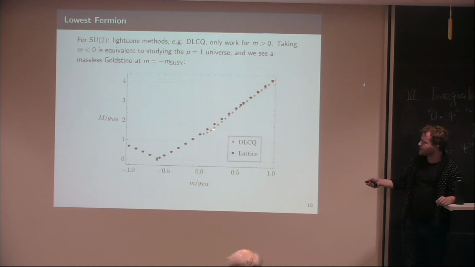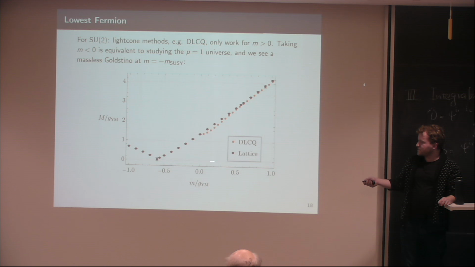And so from before, from what I told you 2 years ago, we had these points in orange that give you the DLCQ mass of the lowest fermion state as a function of the mass of the adjoint. Now with the Hamiltonian lattice, we can extend that to negative mass, which corresponds to going to the non-trivial universe. And we can see that there's a nice zero crossing right here at minus 0.56 or so, which is about minus 1 over root pi, which is negative the value that Fedor was telling us about in the previous talk.